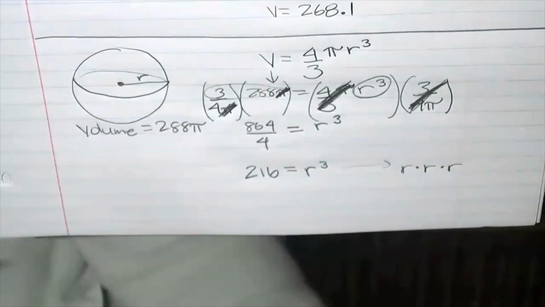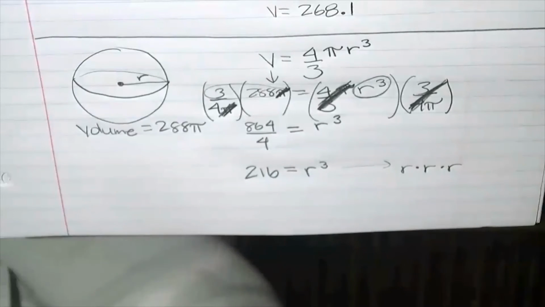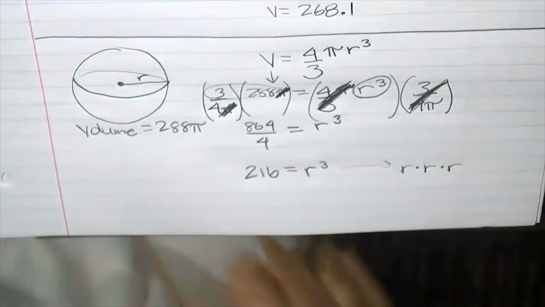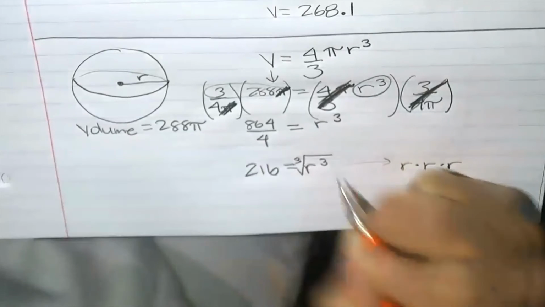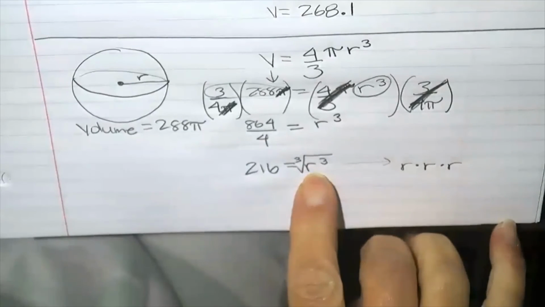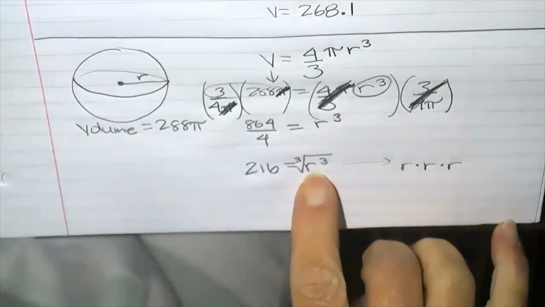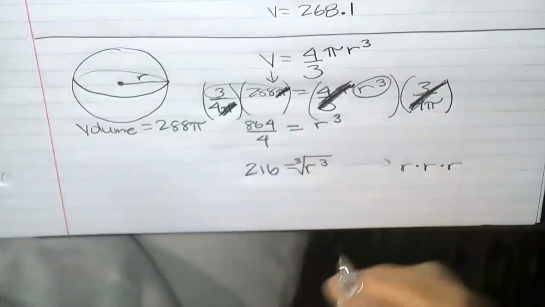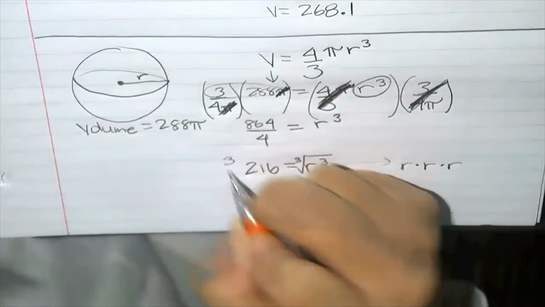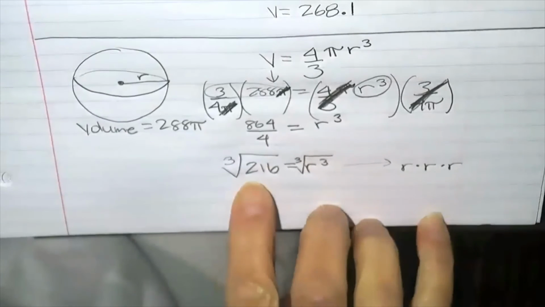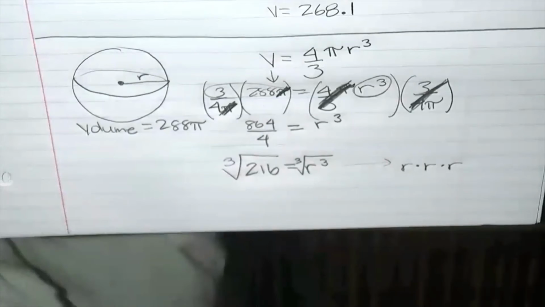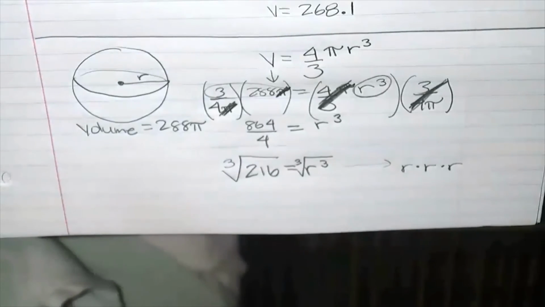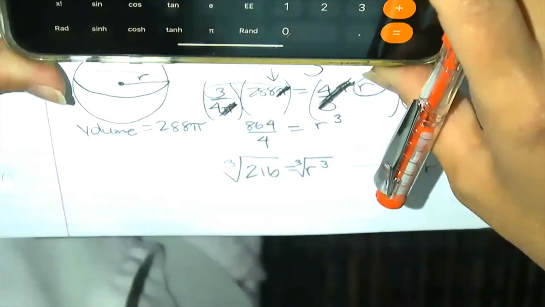So this is where we get into cube roots. And you did touch upon this last year in 7th grade. I want the cubed root of r to the 3rd power. So what I do to one side, I must do to the other. I want the cubed root of 216. Now this is definitely where you need a calculator.